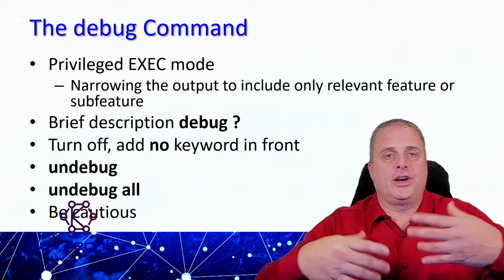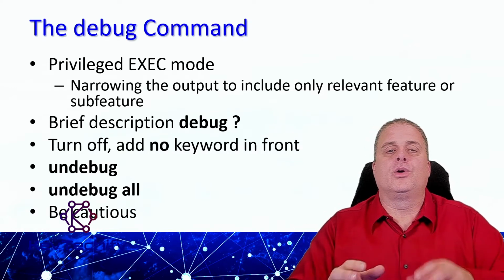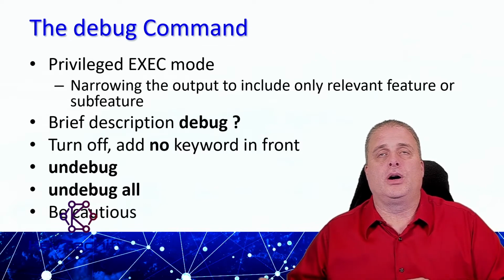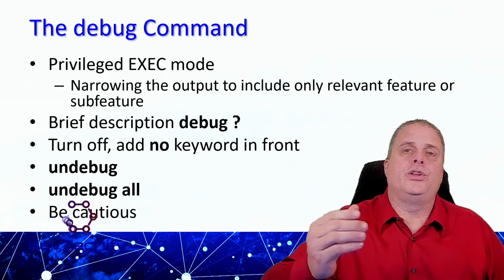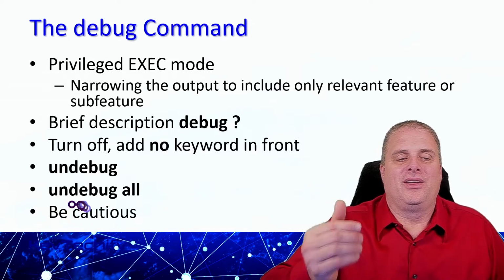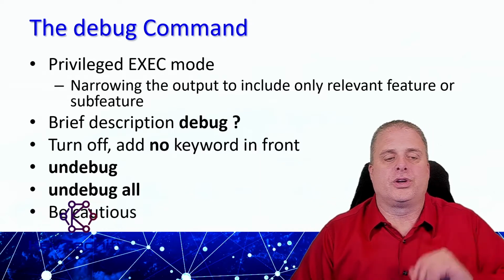Now, once you turn it on, to turn it off, you put in the words no debug and then the option you have, or you can just do no debug. That'll turn it all off. Or you can use the undebug command or the debug all command. That will turn it all off.